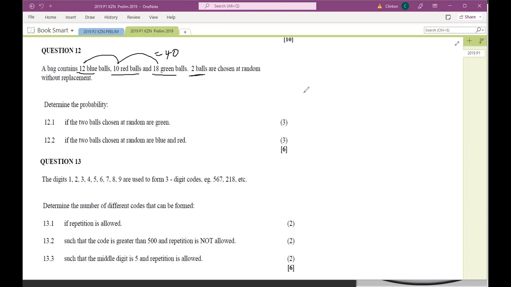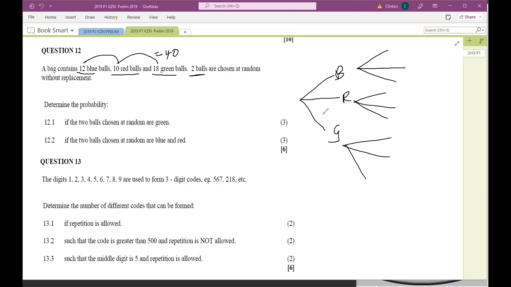So I'm going to construct my tree diagram based on the given scenario, right? I'm given 3 different colors here, so I have to have 3 branches. The first branch is blue. The second branch is red. The third branch is green, right? Then I'm gonna have more branches here because they were drawn twice. There were 2 draws, right? So this is the first draw. This is the second draw.